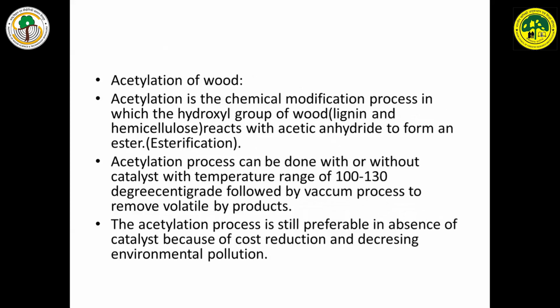Acetylation is the chemical modification process in which the hydroxyl groups of wood, either in lignin or hemicellulose, since the cellulose part does not react that much, react with acetic anhydride to form ester. The acetylation process can be done with or without catalyst nowadays. Actually, the process is carried out without catalyst at 100 to 130 degrees centigrade, using a vacuum pressure method to remove all volatile products like acetic acid. The process is still preferable in the absence of catalyst because of cost reduction and decreased environmental pollution.